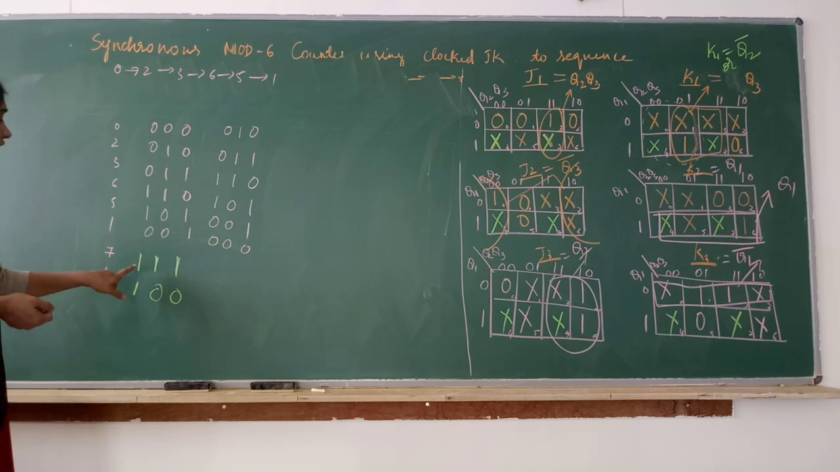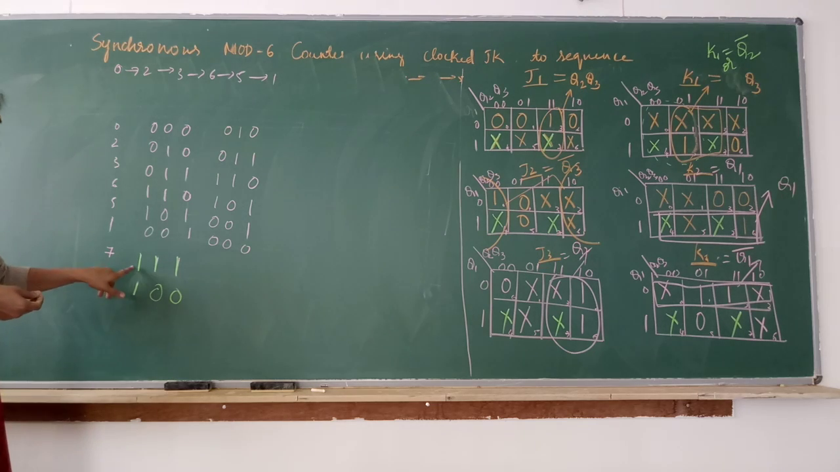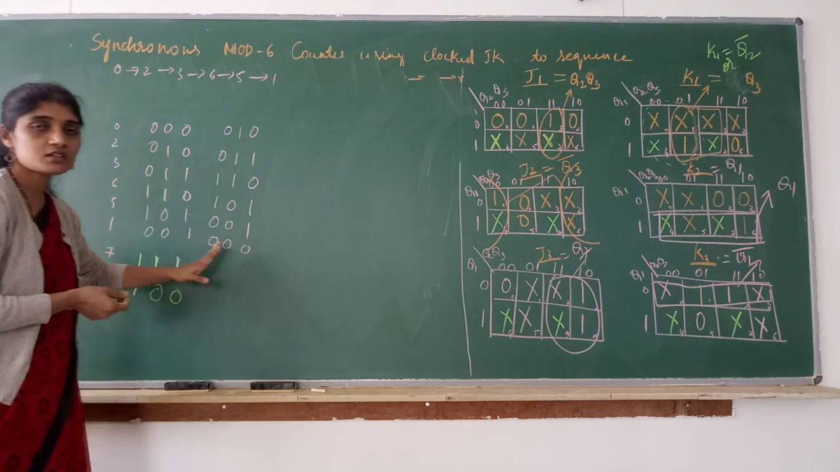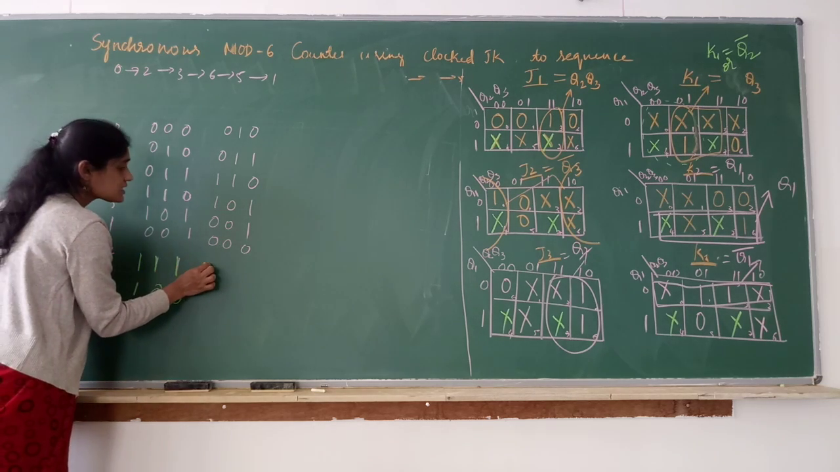If your counter enters into one of these states, say state 7, what should happen? The counter should not stop. The counter which corrects itself is called a self-correcting counter. That means if it enters state 7 or state 4, you have to design the counter such that, for example, when it enters state 7, the next state is 0.